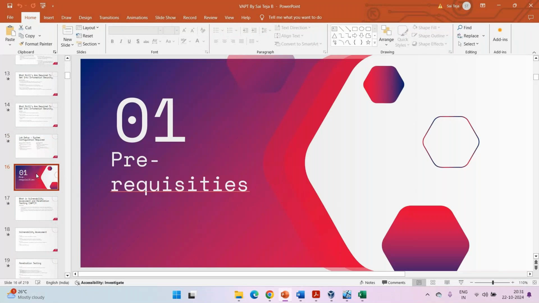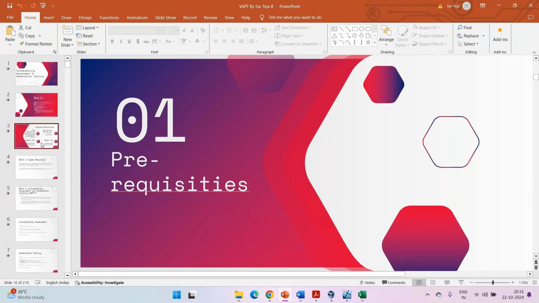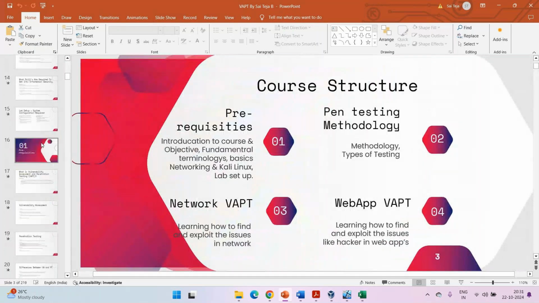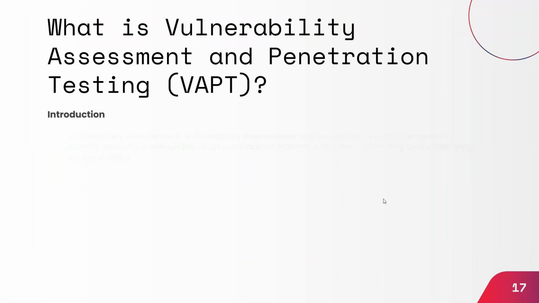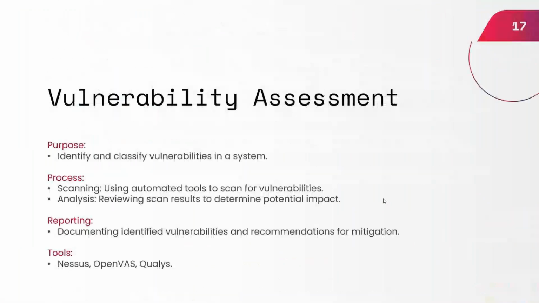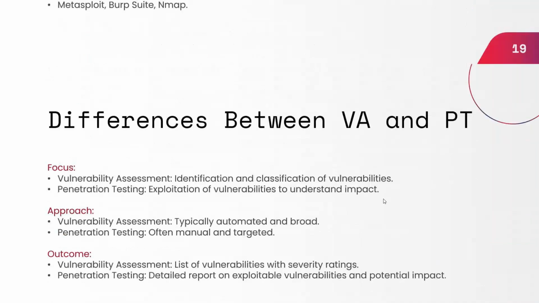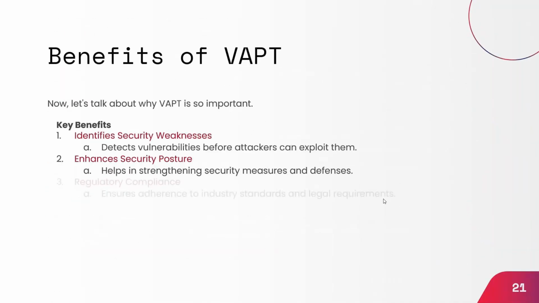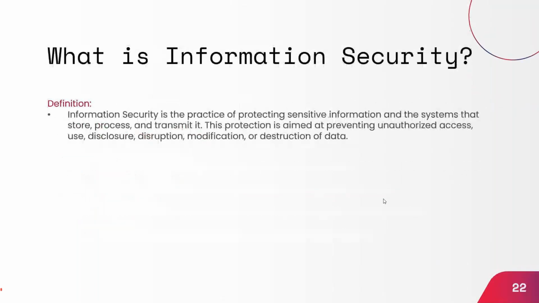This is the first part from our table of contents, or course structure. We'll start with the prerequisites. Anyway, we are aware of what vulnerability assessment is, what penetration testing is, the difference between them, and the key benefits of vulnerability assessment and pen testing. Now let's start with information security.